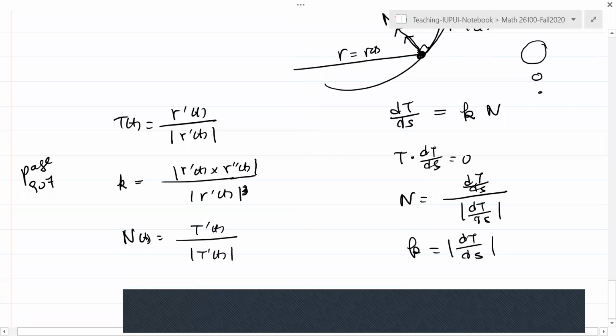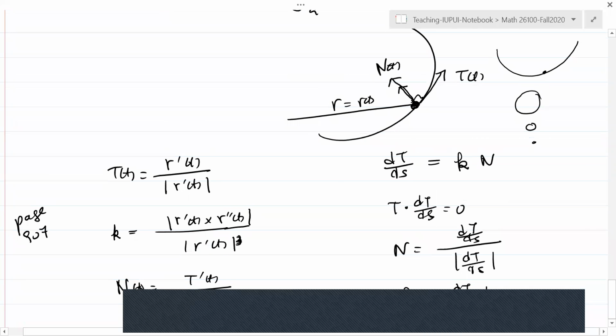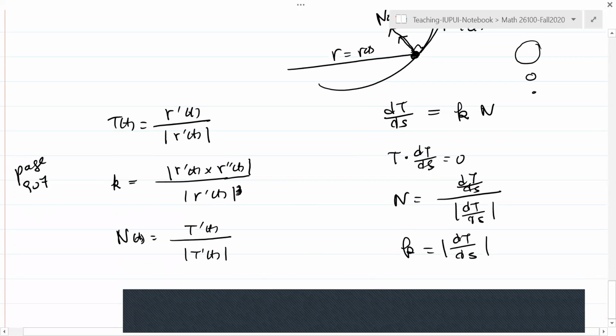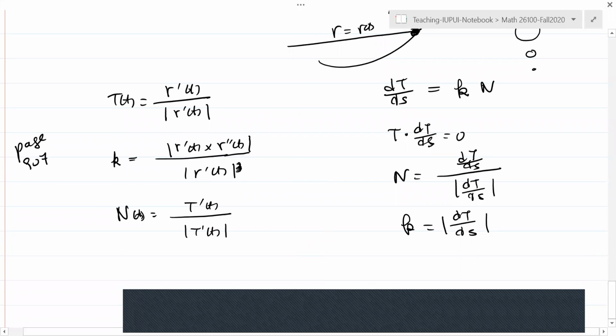And so we have a normal vector and a tangent vector at each point. There are some formulas you can use to find them. Now we go back to the moving object. Let's look at the first example. The velocity vector is going to be just r prime of t.